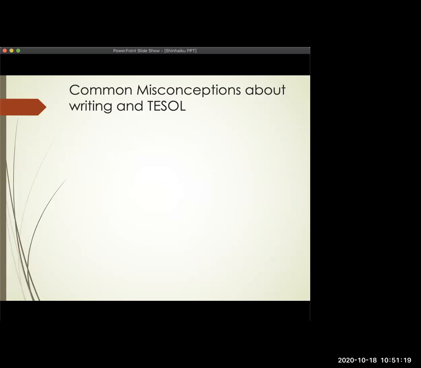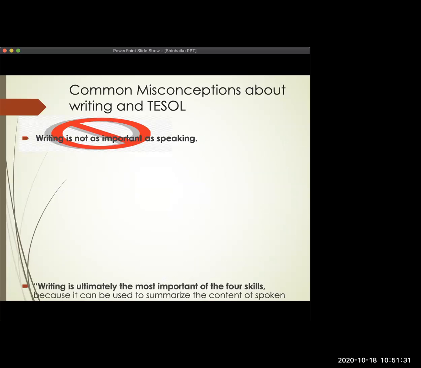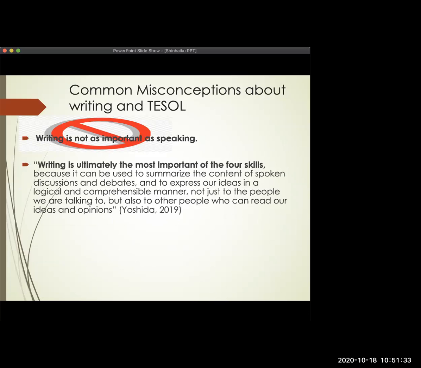Okay, some common misconceptions really quick. Writing is not as important as speaking. This is a very common misconception about L2 writing in general. Yoshida says writing is ultimately the most important of the four skills because it can be used to summarize the content of spoken discussions. Essentially, he says that you speak to maybe one person or a group, but you can write to thousands of people, especially with the internet and things like that.